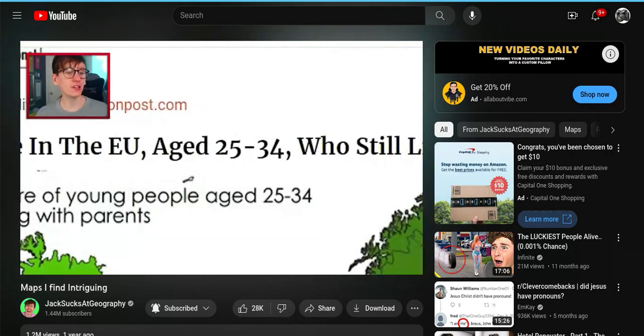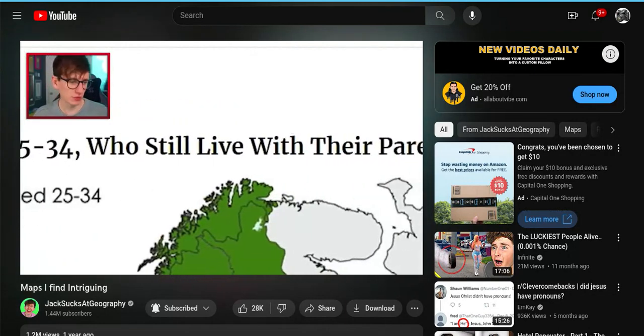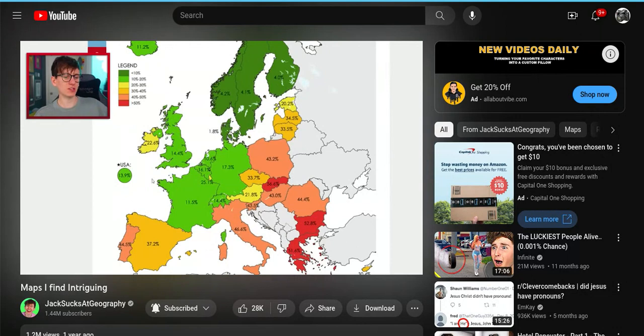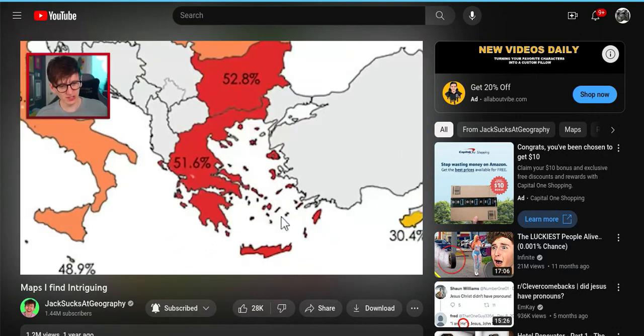People in the EU aged 25 to 34 who still live with their parents. So this will be quite interesting. So in the UK, 14% of that age group still live with their parents. We've got similar themes in France and Germany, and then it's much less common down here.